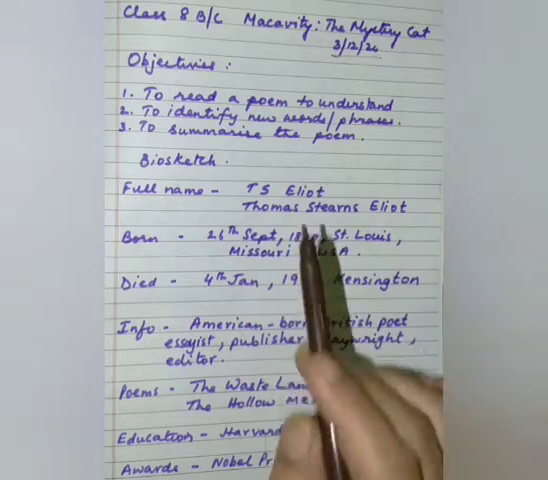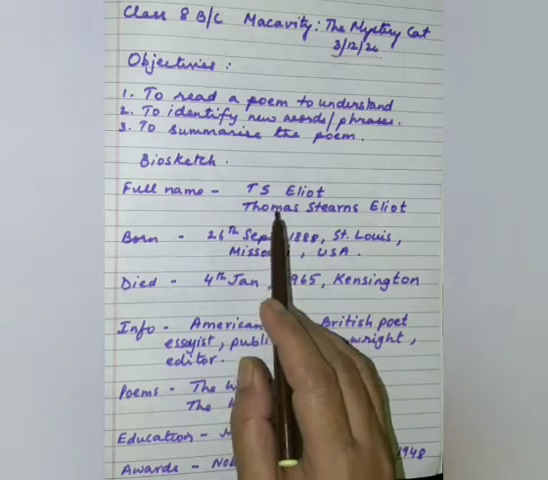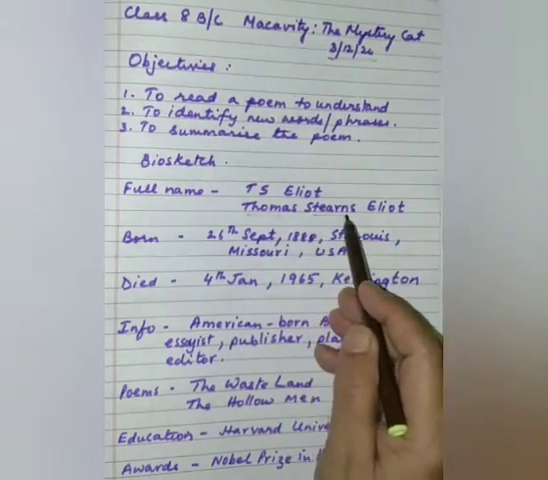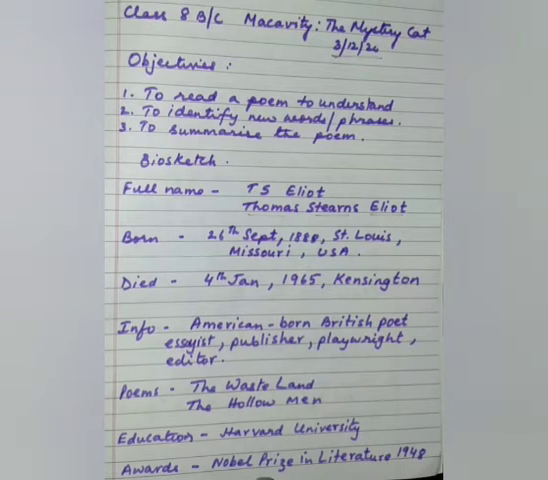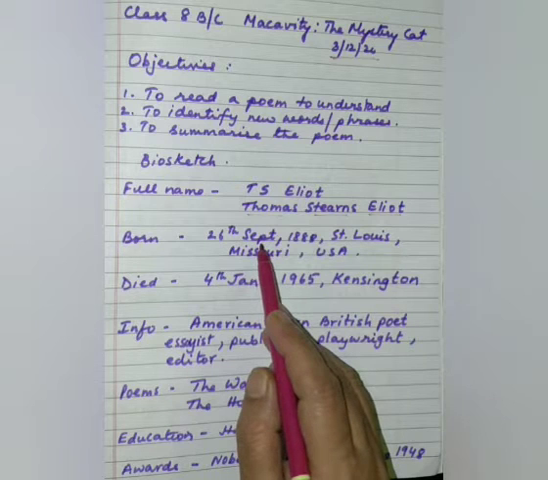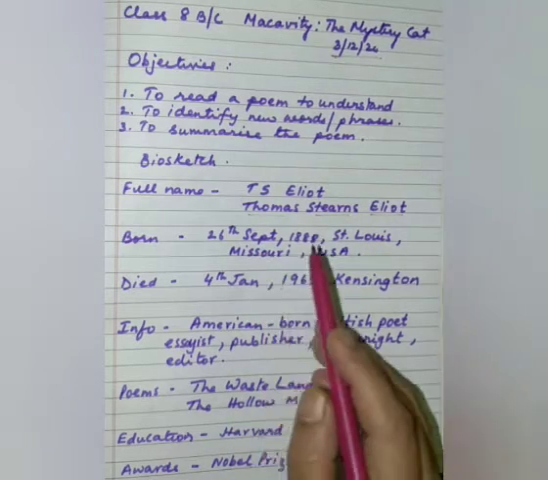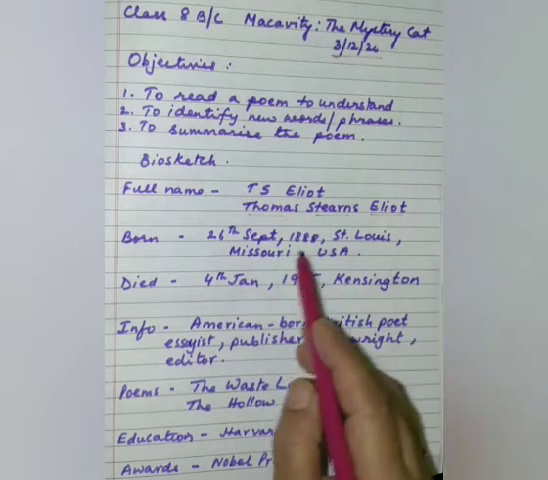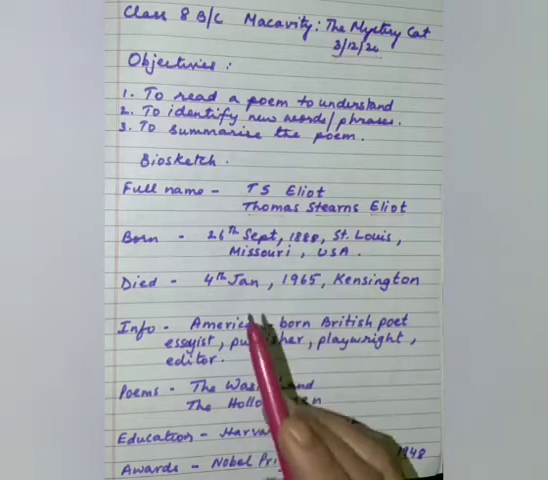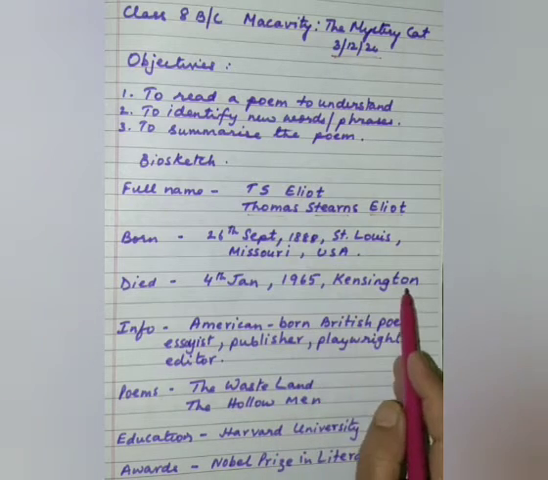This is a bio sketch of the poet. His short name is T.S. Eliot and his full name is Thomas Stearns Eliot, S-T-E-A-R-N-S. He was born on 26 September. Write the full spelling of September, please do not leave it like this. I have given the short form, I want to see whether you know the full spelling. 1888, St. Louis, Missouri, USA. He was born here and on this date. He died on 4th January 1965 in Kensington.